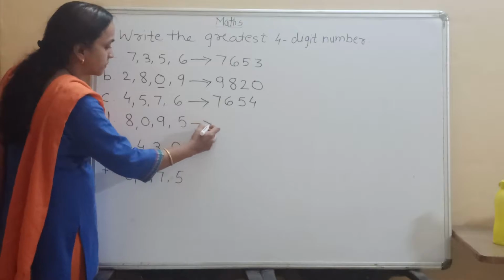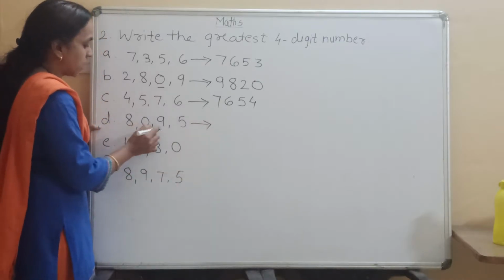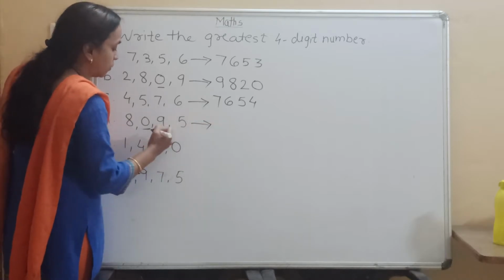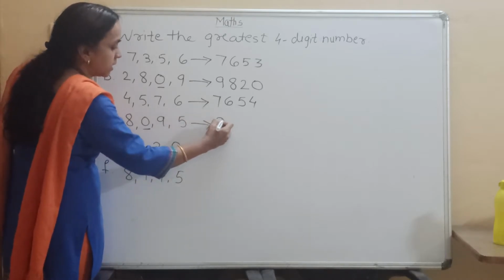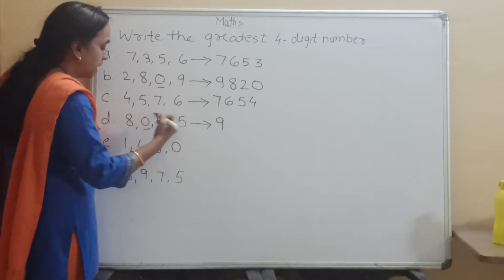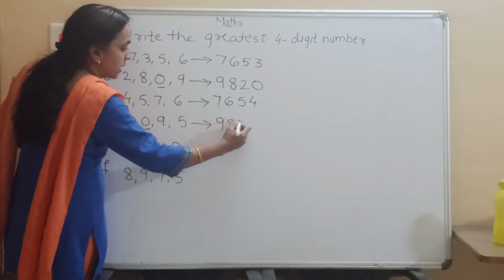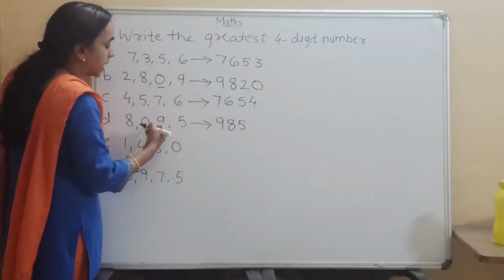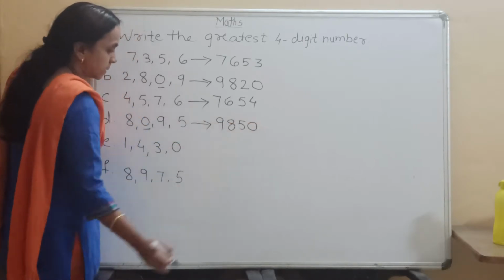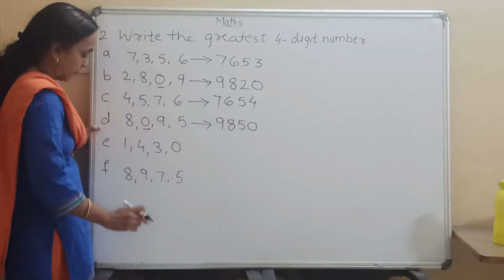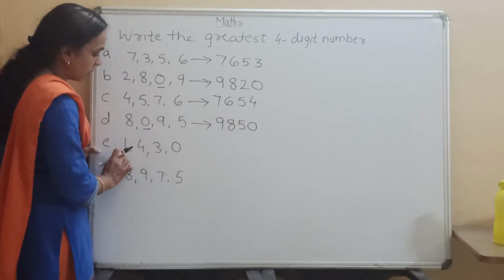Then D is what? 8095. Now see 0 is again here, and which is the greatest, biggest digit here? 9. Smaller than 9, which is that? 8. Smaller than 8 is 5, and we have to write down this 0 at the ones place. So what is our answer? 9850.